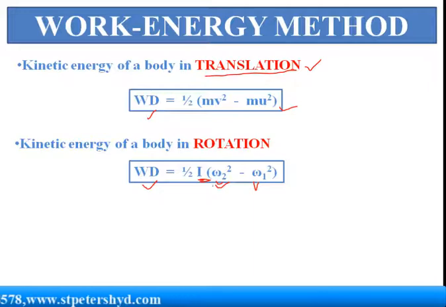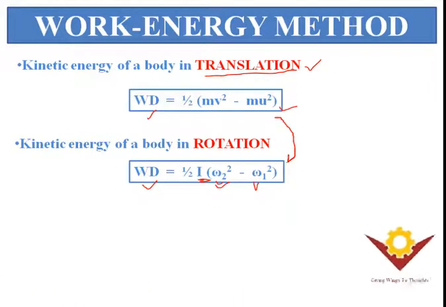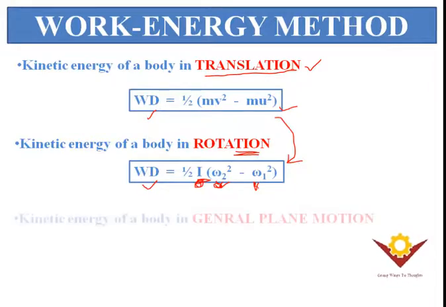And if you want to know how you translate the velocities to angular, we have the notations in the previous session on rotation concepts. You can go through that. And this is the mass moment of inertia I, this is the final angular velocity, and this is the initial angular velocity. Now we'll see the kinetic energy of a body in general plane motion, which is translation plus rotation, right?